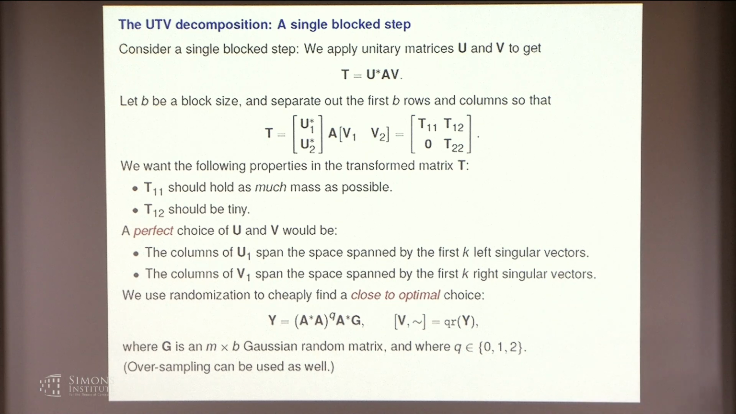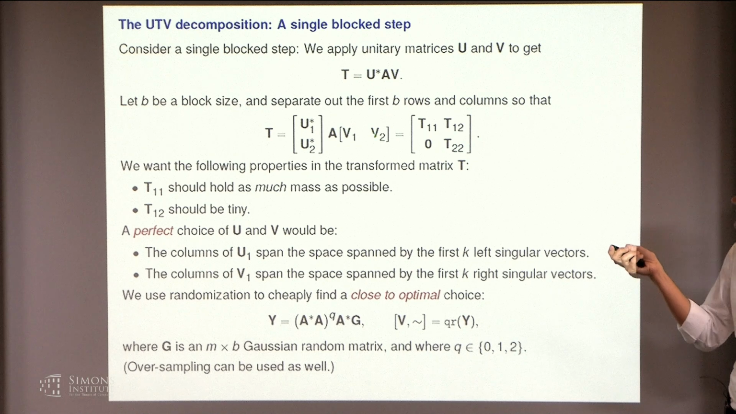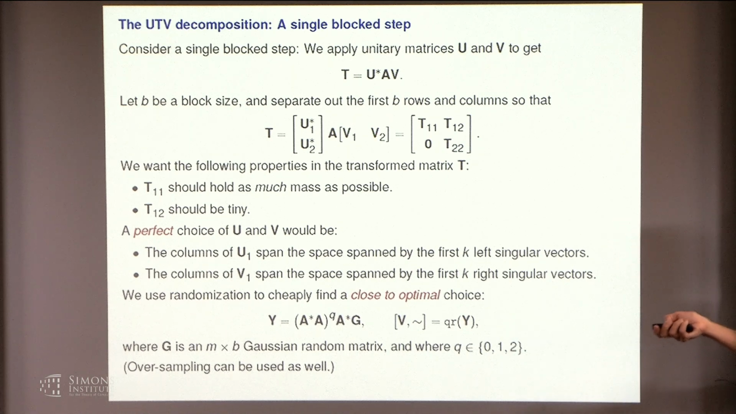But this turns out to be exactly what the randomized SVD is very good at. The key randomized step in the randomized SVD is to find a basis that almost aligns with the span of the top left singular vectors. So that's exactly what I'm doing. In order to find this transformation matrix V, I do exactly as before. I draw a tall, thin Gaussian matrix. I apply A to it a couple times. Think of Q here as being either 0 or 1 or 2. It's not large. It's just a couple of applications of A.